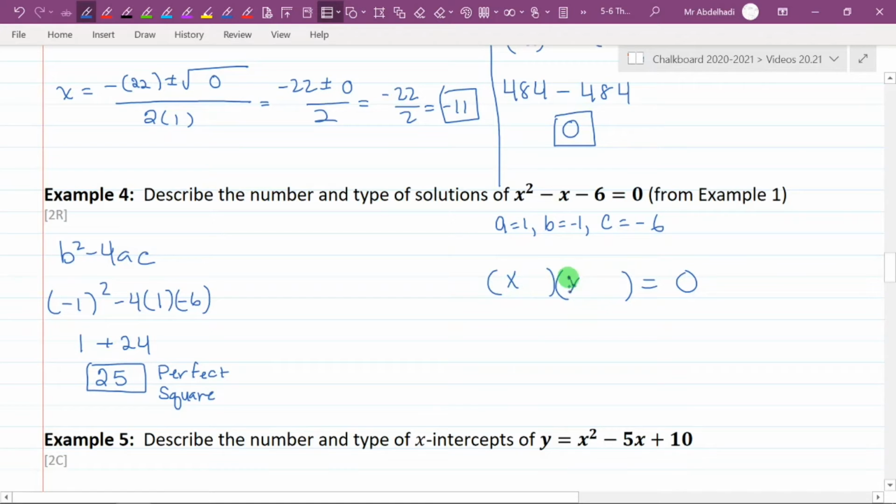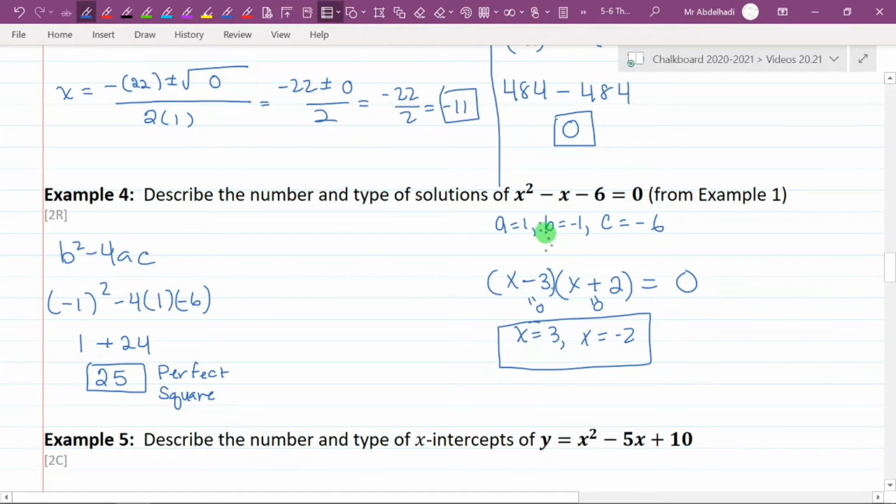So x and x, 2 numbers that multiply to give me negative 6 but add to give me negative 1. 3 and 2 will give me 6. And if the 3 is negative and the 2 is positive, they'll multiply to give me negative 6 and they'll add to give me negative 1. That means, when you set these equal to 0 with the zero product rule, x is 3 and x is negative 2 are your 2 answers.